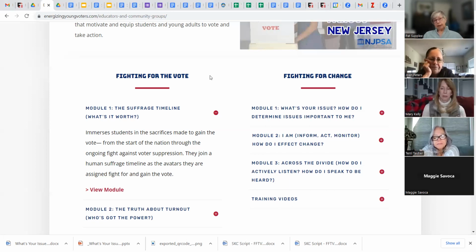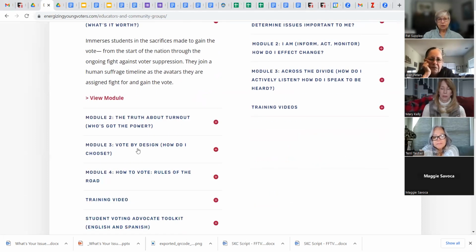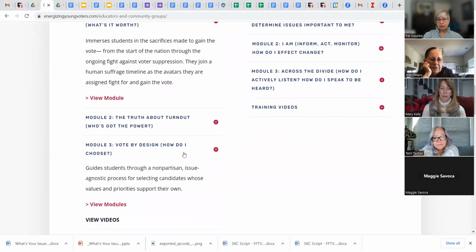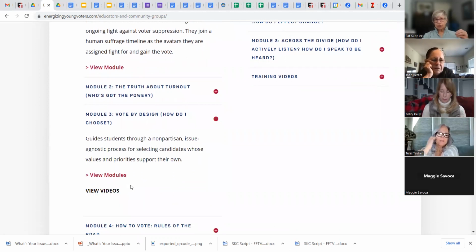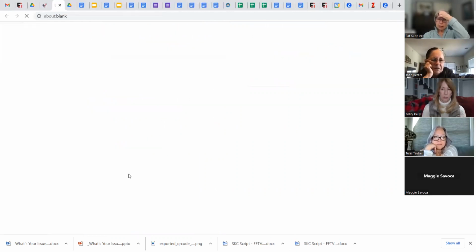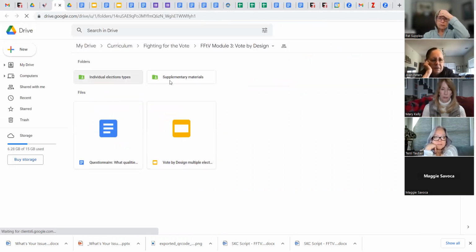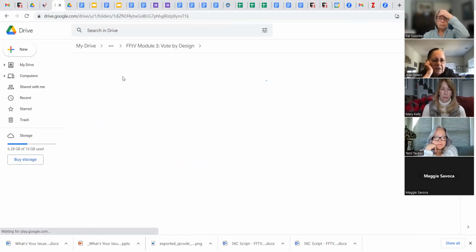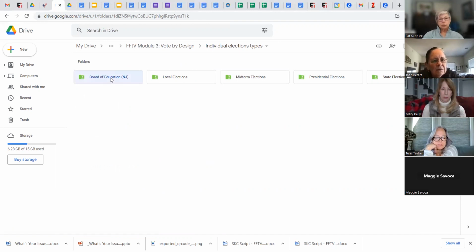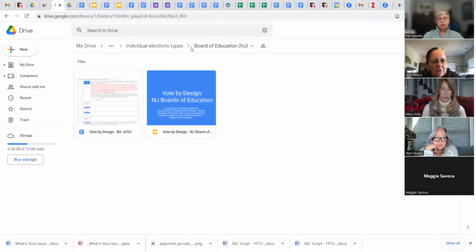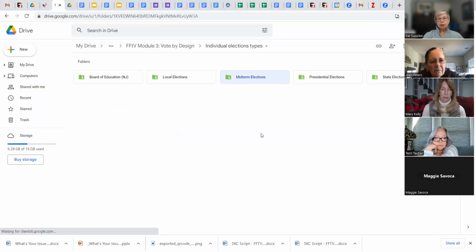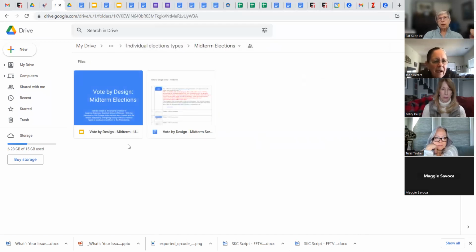So at any rate, those two things also, this Vote by Design is the lesson that is broken down by different types of elections. So if you have a school board election coming up, you can use that. You can see if you've got a Board of Education election in New Jersey, you've got a slideshow. If you've got midterm elections, they're just adapted for, like, this one, New Jersey.